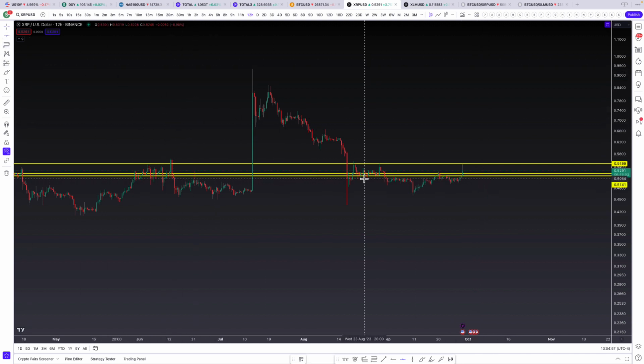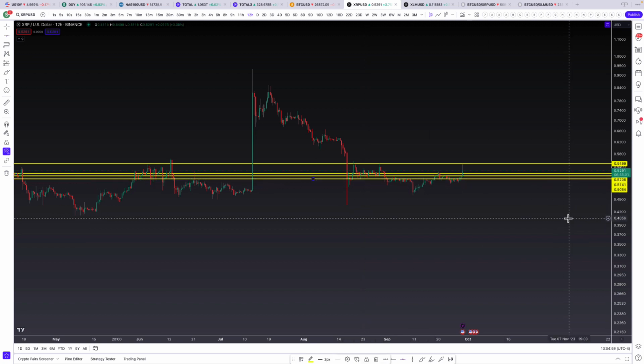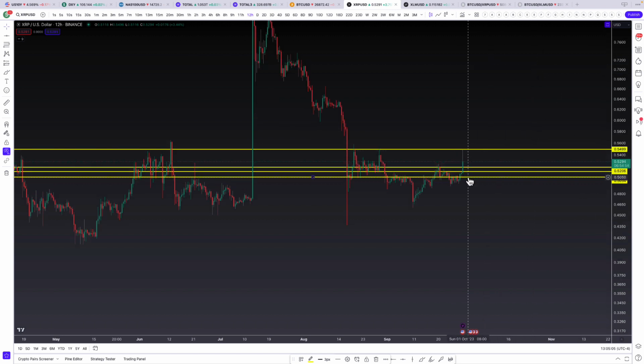And if we did, I'd want to see it hold the 0.5050. That was that critical level that we needed to break above. Once we did, we were ready to shoot. But yeah, if we do come back down to there, I'd want it to be a wick. But it's got momentum, man.